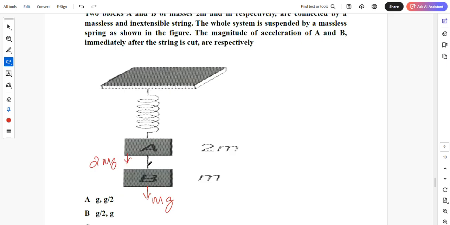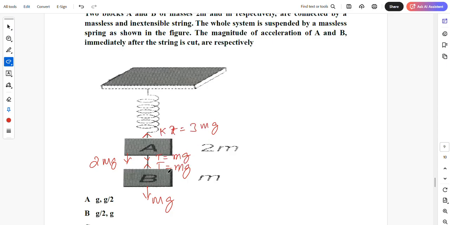How much is the tension? Tension is the same as this weight. T is equal to mg, and this T is equal to mg. Always, you know, tension you have to write away from the block. That we have discussed in the previous videos also. How much is the spring force then? 2mg plus mg is 3mg.